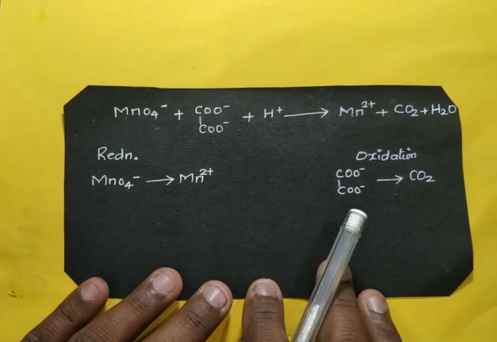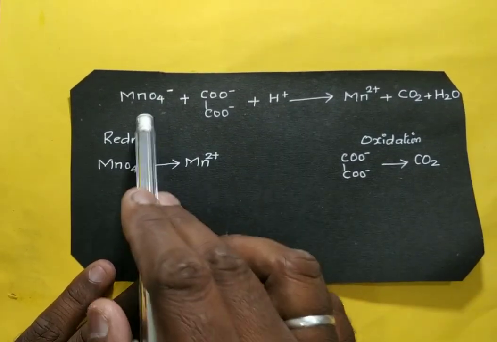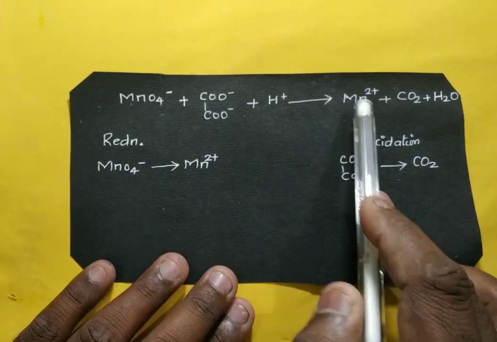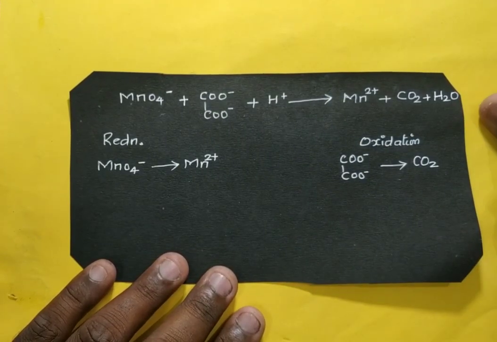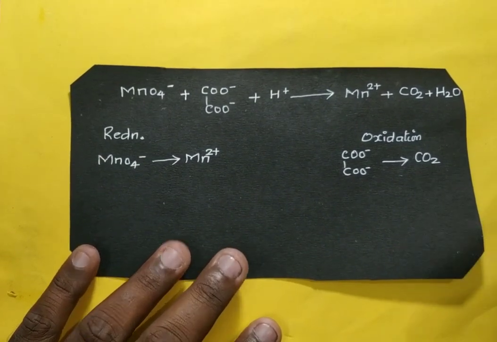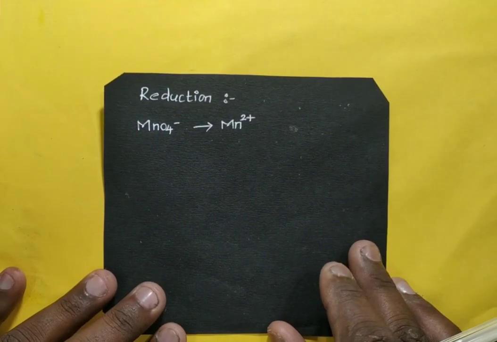How do we find which one is oxidized and which one is reduced? Based on the oxidation number, we can find out. Now let's check with the equal halves. This is the first step, the reduction step.